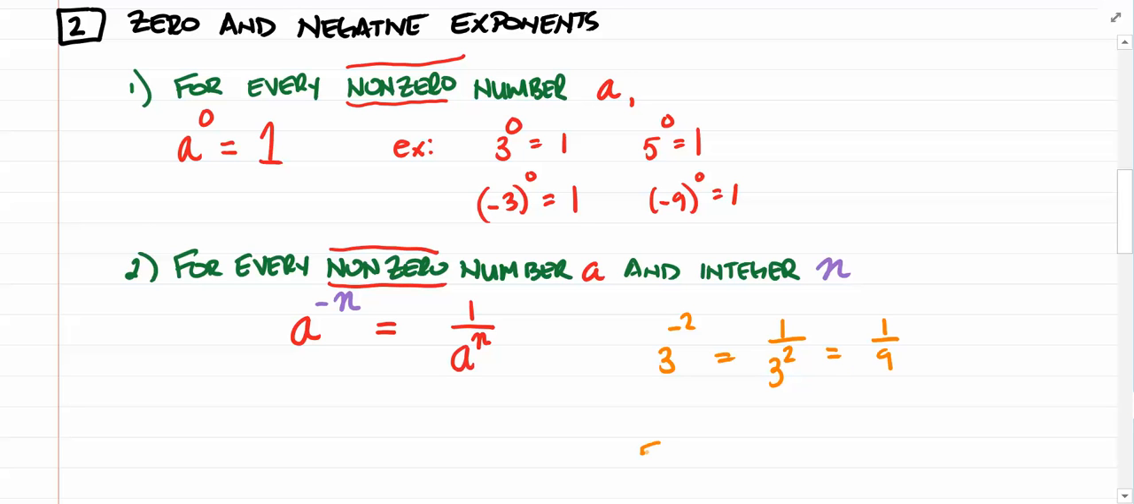If I take 5 to the negative 1, it is the same thing as 1 over 5 to the positive 1, which is just 1/5. So these are two very, very important concepts for us. A to the 0, as long as a is a non-zero number, will always be 1, and a to the negative n, as long as a is non-zero and n is an integer, will be 1 over a to the n.